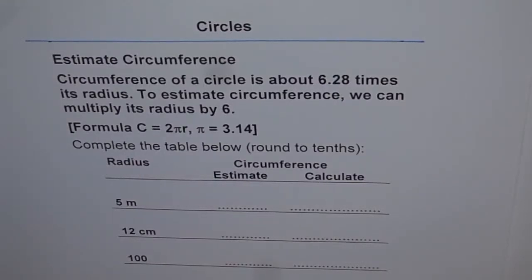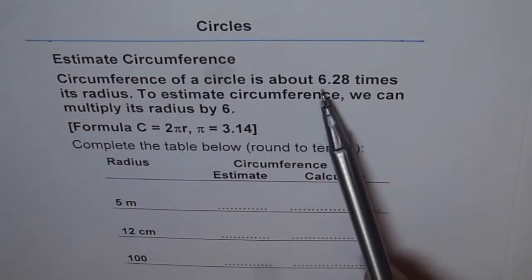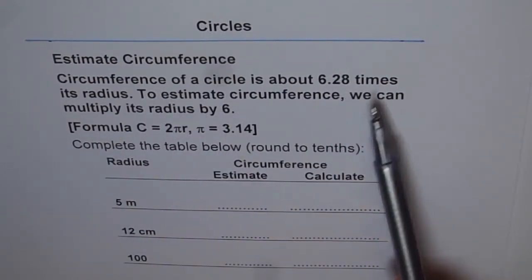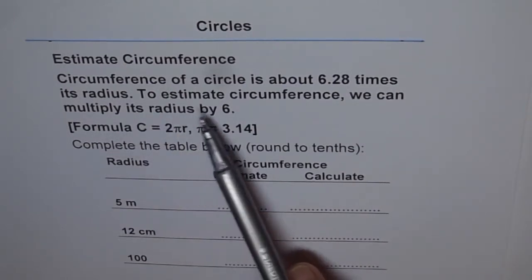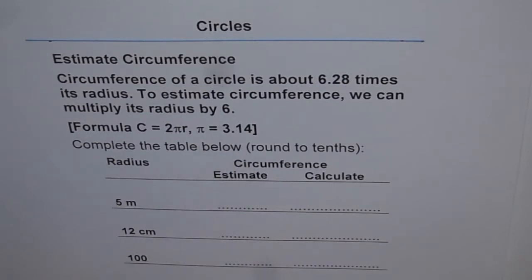Let us now try to estimate circumference of a circle. Circumference of a circle is about 6.28 times its radius. To estimate circumference, we can multiply radius by 6. So remember that. To estimate circumference for a given radius, we can just multiply radius by 6.